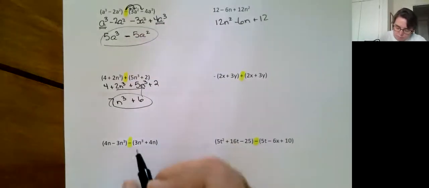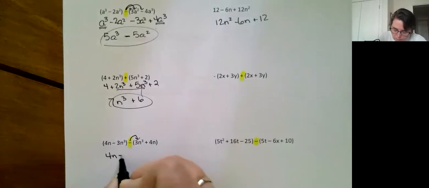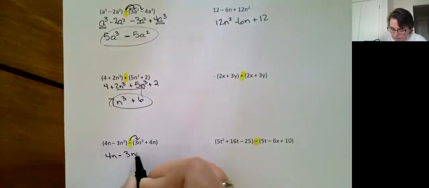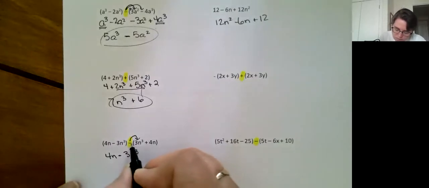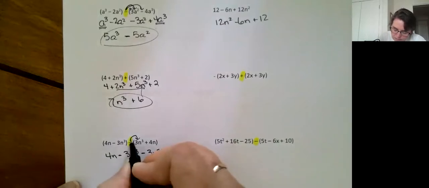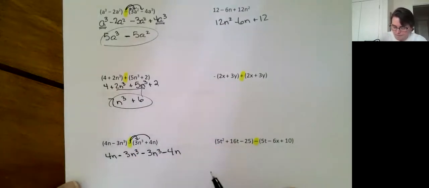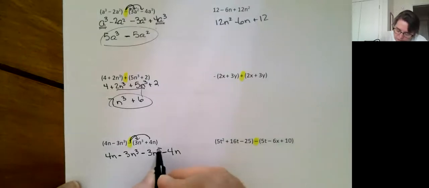All right. Oh, here's a negative. Let's see what this one does. 4n minus n3. Oh, this is looking really tricky. Minus 3n3 minus 4n. All right, gotta be careful.